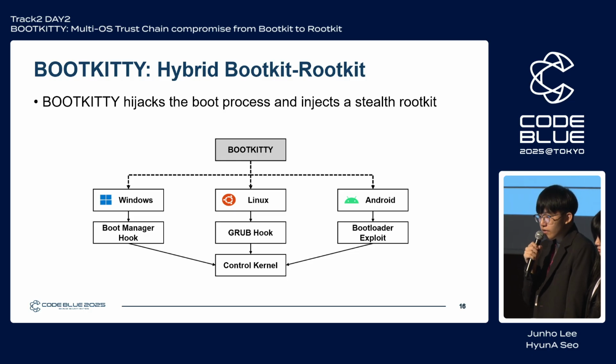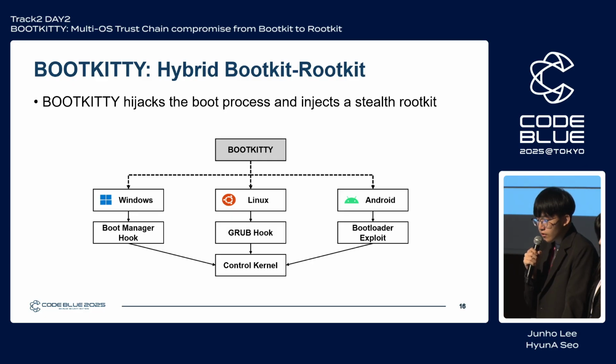Therefore, we developed Bootkitty, a hybrid bootkit rootkit that runs on Windows, Linux, and Android by exploiting these vulnerabilities. It is not simply an implementation of a hybrid bootkit rootkit. It demonstrates that once secure boot is bypassed, any form of bootkit can be installed. Bootkitty hooks the bootloader and kernel to gain control early in the boot process.